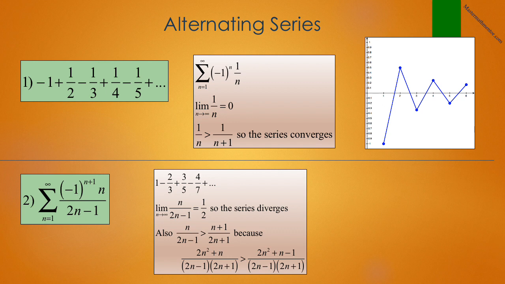If we were interested, though, in whether the terms were getting smaller, we'd have to check whether n over 2n minus 1 is greater than n plus 1 over 2n plus 1. In order to do that, we will get a common denominator and determine that (2n squared plus n) over (2n minus 1)(2n plus 1) is greater than (2n squared plus n minus 1) over (2n minus 1)(2n plus 1). The denominators are the same, but the left side numerator is bigger than the right side numerator. So the terms, yes, are getting smaller, but the series is still divergent.